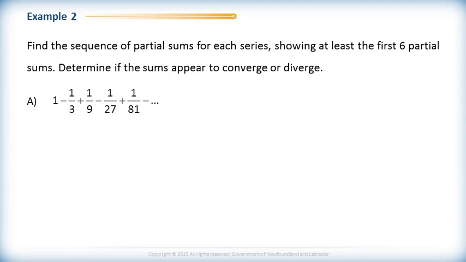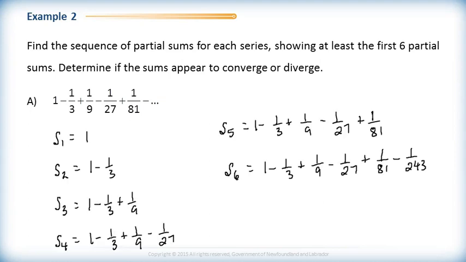Now you might want to pause here and do the sequence of partial sums yourself first. So I've written out what the partial sums will look like. 1 minus 1/3 for the second partial sum is 2/3. For S sub 3, 1 minus 1/3 is already 2/3, so I just need 2/3 plus 1/9. Common denominator there, 2/3 is 6/9 plus 1/9 gives me 7/9. S sub 4 works out to be 20 over 27. S sub 5 works out to be 61 over 81.